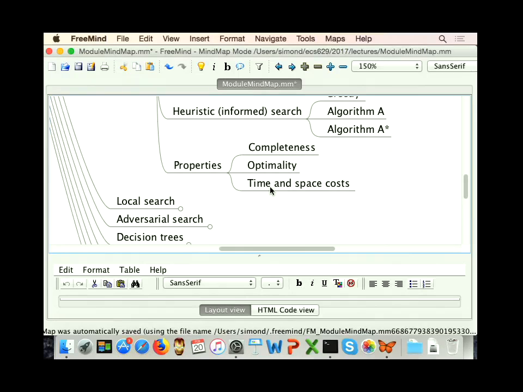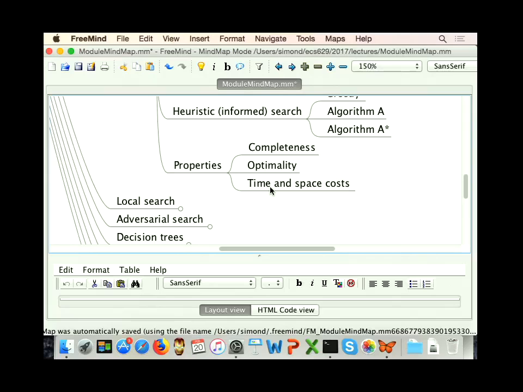You ought to be able to understand and compare algorithms according to these things. I mean, yes, we've been saying depth first search uses little memory, breadth first search uses lots of memory, and so on. But if you want to be a bit more specific, you can say exactly how much it uses in terms of these estimates of depth and branching factors.